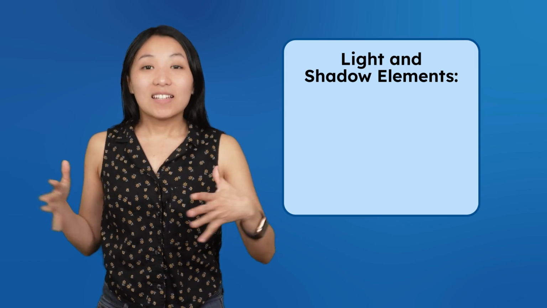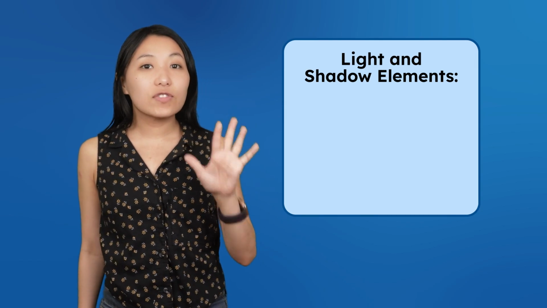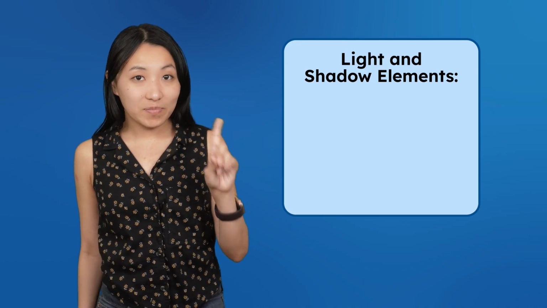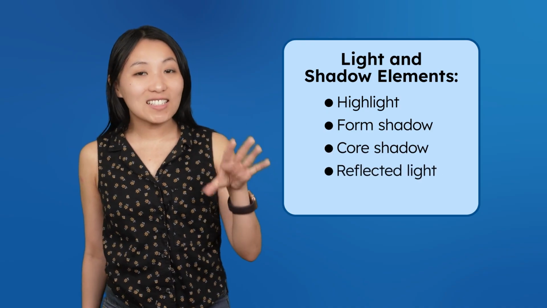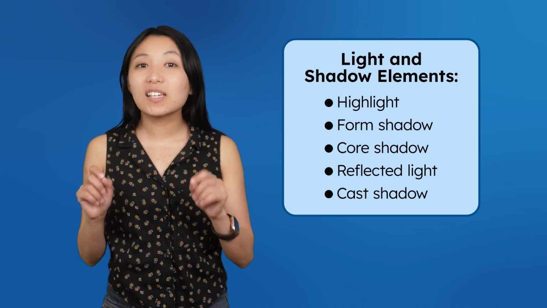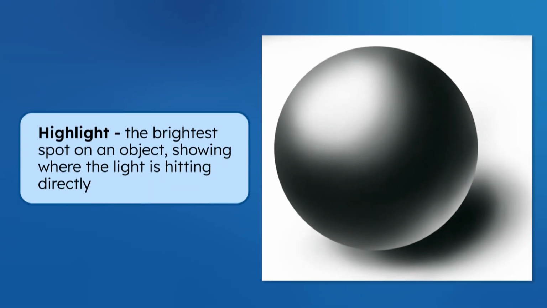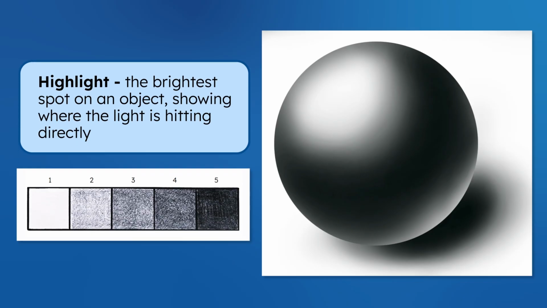Great job! Now let's turn flat shapes into realistic forms by understanding 5 key light and shadow elements: highlight, form shadow, core shadow, reflected light, and cast shadow. Let's examine a sphere to see these elements in action. The highlight is the brightest spot on an object, showing where the light is hitting directly. On our value scale, this would be value number 1. On this sphere, the highlight is on the top left, identifying the direction of the light source.